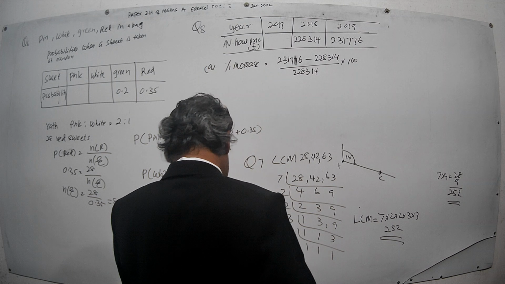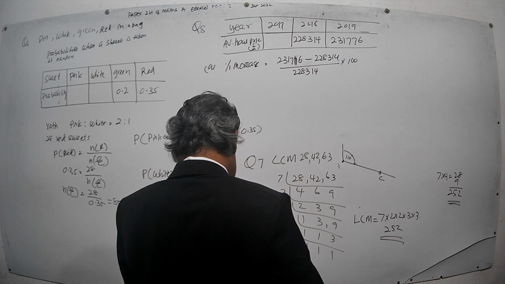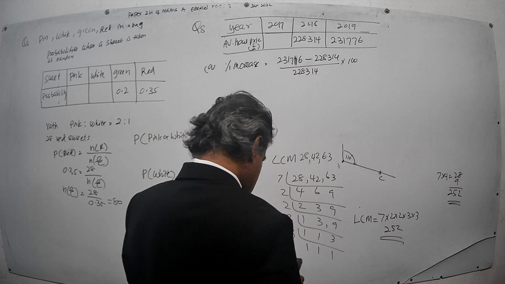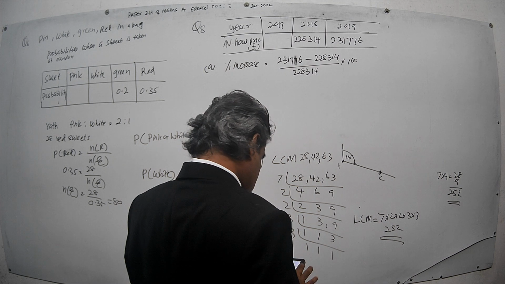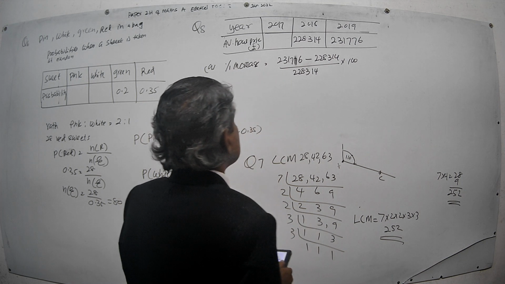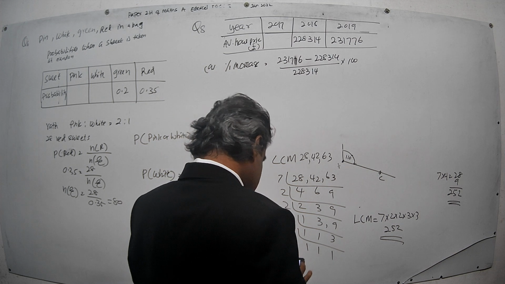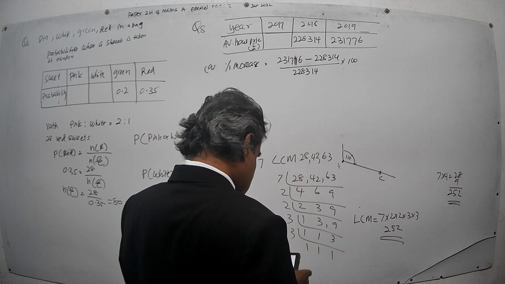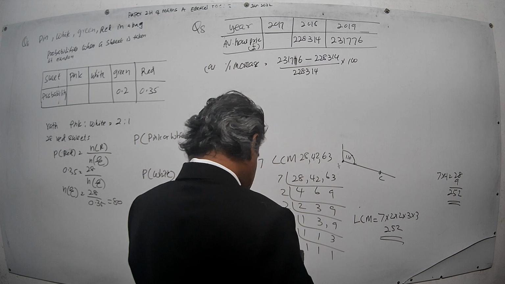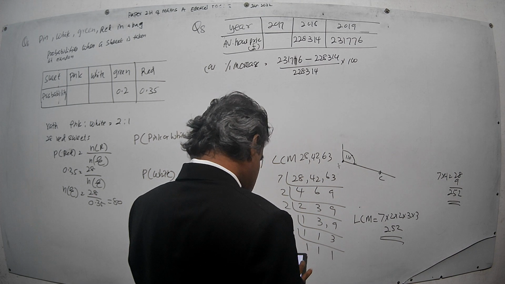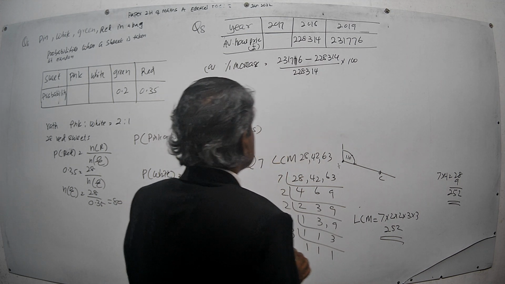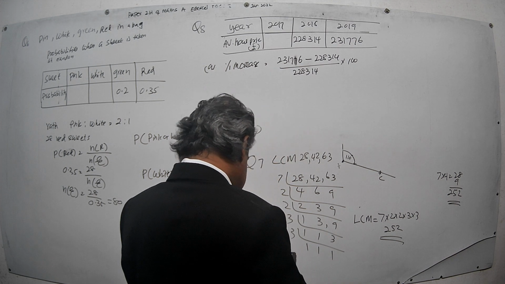231,776, then minus 228,340. Then divided by 228,340, and multiplied by 100.